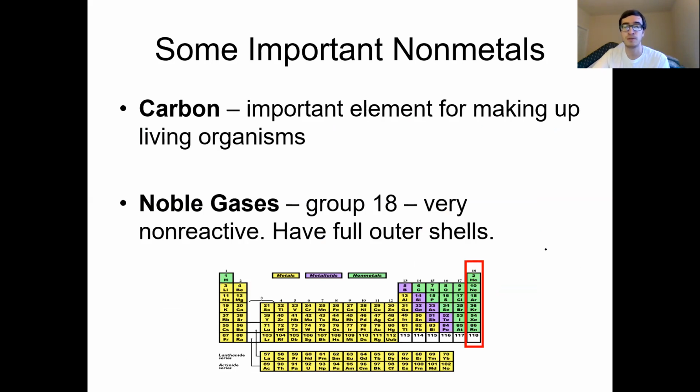So carbon, we mentioned a couple times right here, is extremely important for living organisms. So you and me and all of the animals and plants in our world are mostly built out of carbon. Carbon makes up a lot of our bones, our muscles. It's what we use for energy from the food that we eat. So life on Earth is mostly based on carbon.